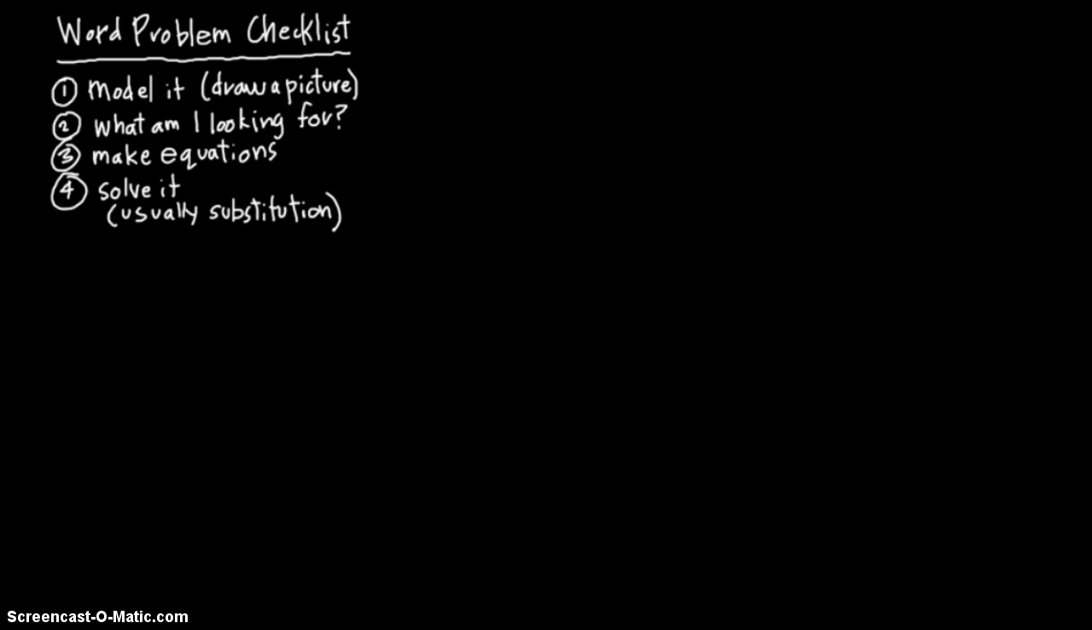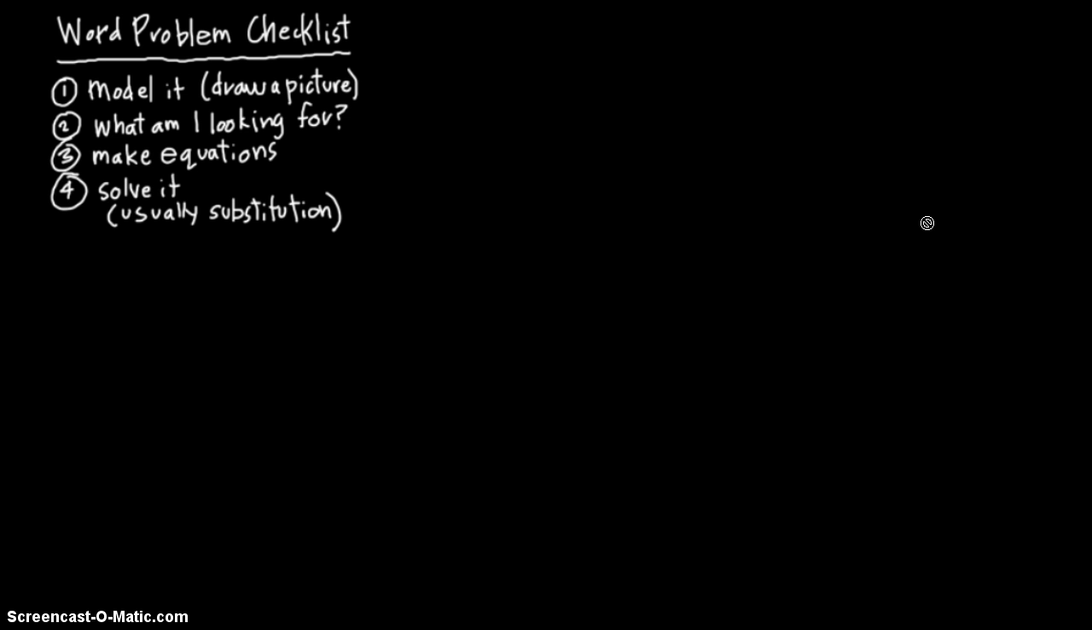Okay, so I want to go through first the checklist that would be involved. This is the word problem checklist. Now, if you follow these rules, you're probably going to end up doing okay. This isn't always going to be the case, what I'm showing you here, but most of the time, this is the way you do it. So let's go through it.